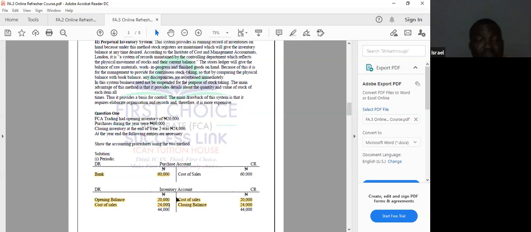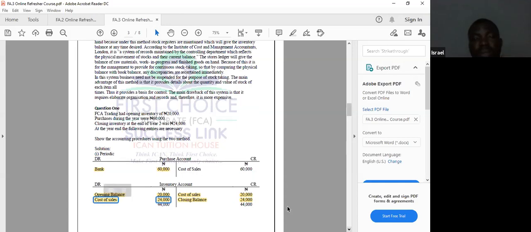Under the cost of sales, the opening balance that we have here is this figure. Then you always have what we call the closing balance, and that closing balance is also under the cost of sales. This means that it has been transferred to the cost of sales as closing balance. So this one serves as the opening balance, while this one serves as the closing balance.